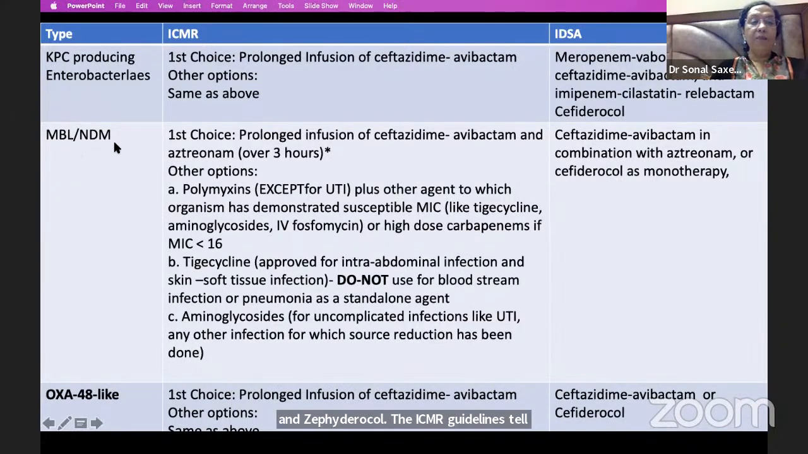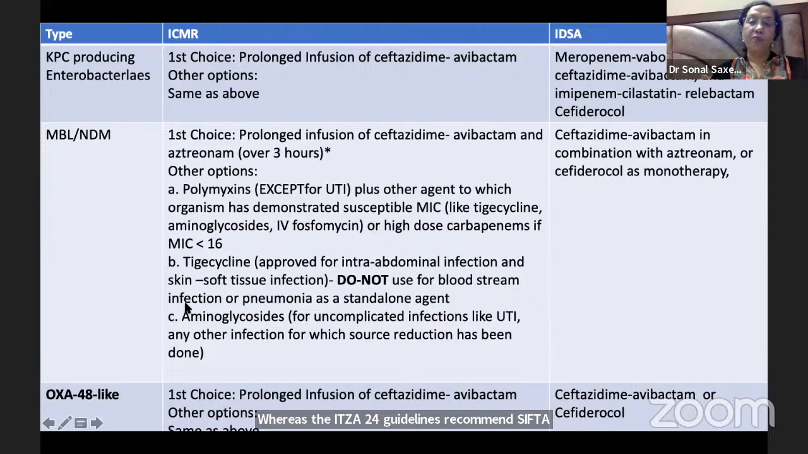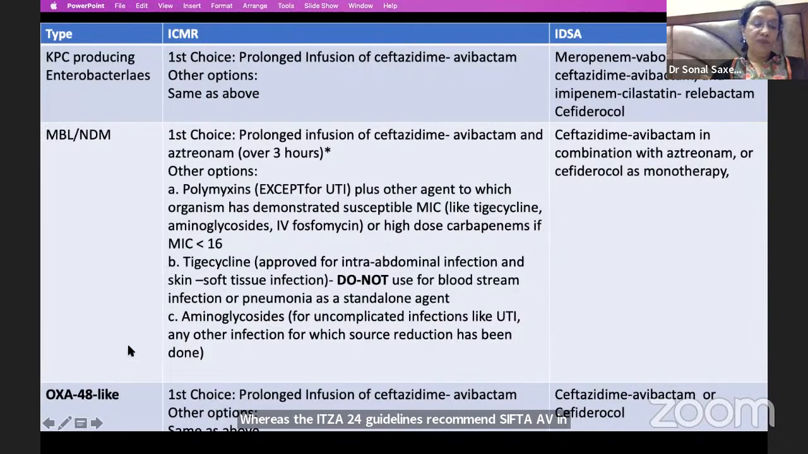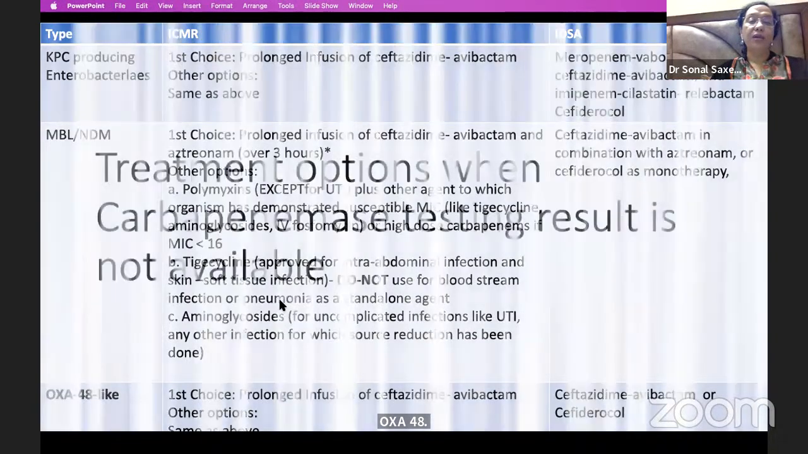If you have a documented MBL and NDM, then again ceftazidime-avibactam with aztreonam or prolonged infusion, or polymyxin except for UTI, or tigecycline except for blood, only for intra-abdominal or soft tissue, not even for pneumonia and for bloodstream infection because the levels are not reached above MIC, or aminoglycosides even like plazomicin for uncomplicated infections. Whereas the IDSA 24 guidelines recommend ceftazidime-avibactam in combination with aztreonam or cefiderocol as monotherapy. For OXA-48, prolonged infusion, avibactam or cefiderocol by the IDSA guideline.